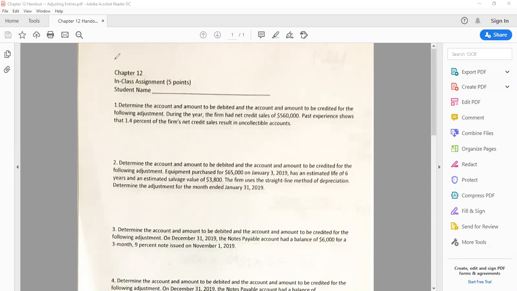So number one, this is a bad debts expense adjustment. And so what we'll want to do is I'm just going to jump into the second sentence. I'm looking for the 560. That's going to be your net credit sales, and 1.4% of those are going to be uncollectible. So all you have to do is take 560, let me write that out on your calculator, and multiply that by 0.014. And when you do that, that's going to give you an estimate right around 7,840. So once you do that, all you have to do is figure out now next what accounts to debit and credit. And I've already done that for you.